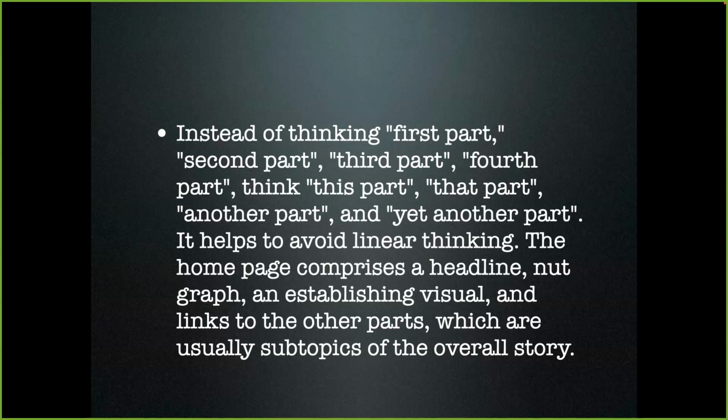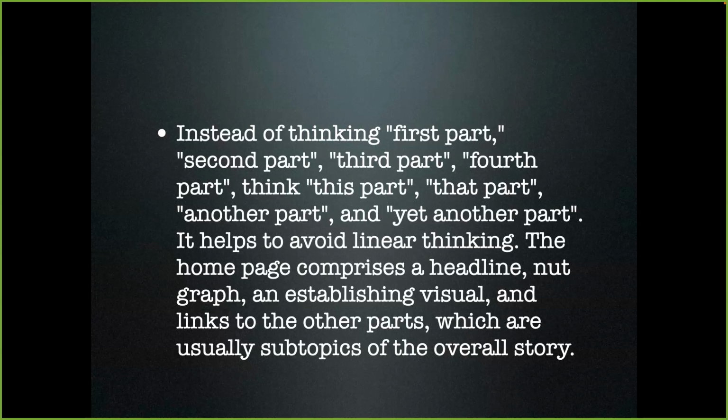And there are lots of help guides that I have online when it comes to script writing, and they'll say sometimes put different parts of your story on note cards and then lay them out and mess them up, and then pull them out one at a time and see if you can make the story more interesting by changing up the way you're telling the story. So it should be that part, another part, and yet another part. It helps to avoid linear thinking. The homepage comprises a headline, nut paragraph, an establishing visual, and links to other parts, which are usually the subtopics of the overall story.